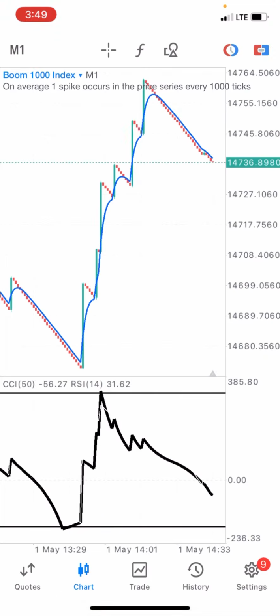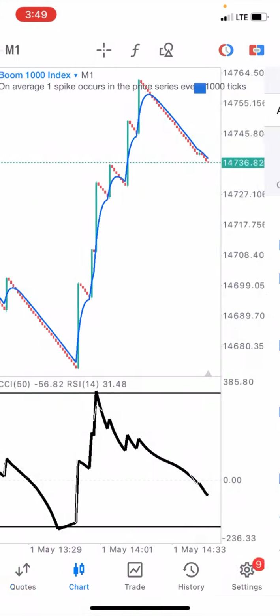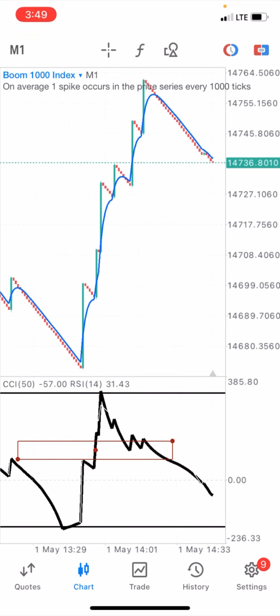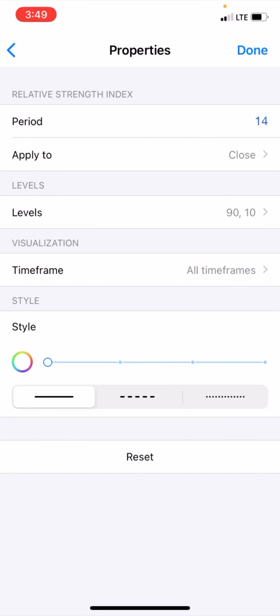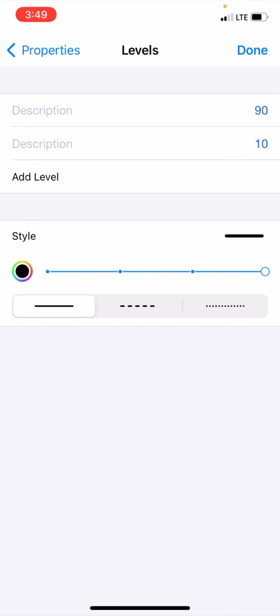You click done when you're done with that, and then you will have the commodity channel index on our indicator window. So we are done with that. The next thing you want to add is your relative strength index. Go to relative strength index, period 14, apply to close. The levels this time around would be level 90 and level 10. Then you see the styling. Please maintain the colors as I have on my own chart. And then the pixel should be the last. You see that clearly, and then you're done.